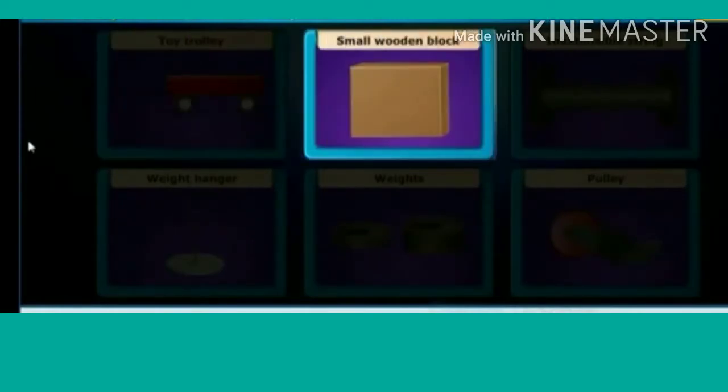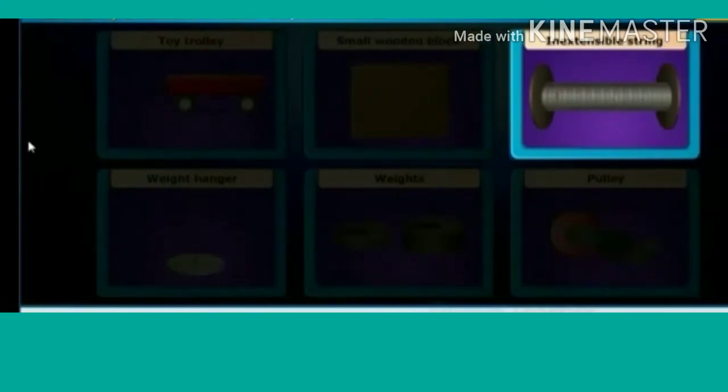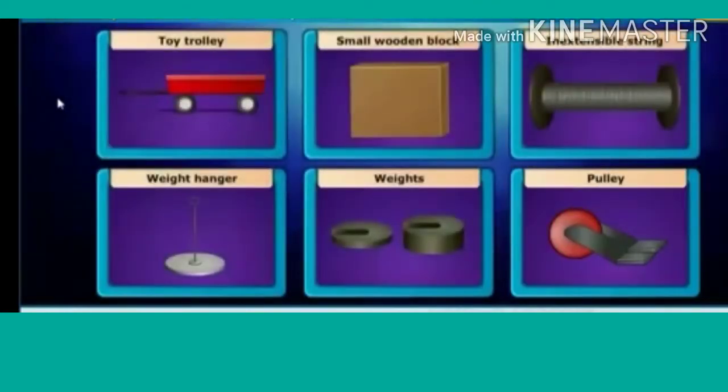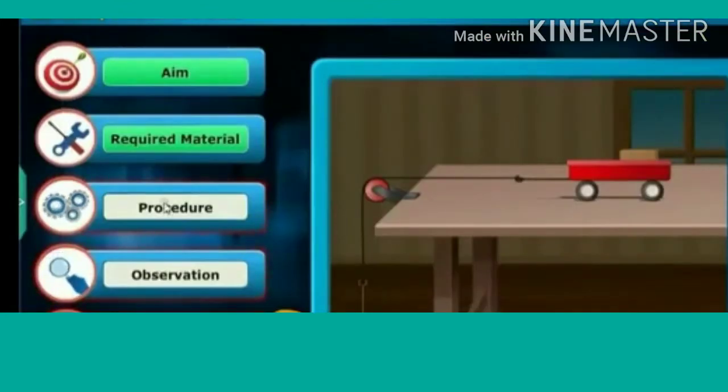Materials required for this activity are a toy trolley, a small wooden block, an inextensible string, a weight hanger, weights, and a pulley. These are the materials required to conduct the lab activity. Now you will observe the procedure.